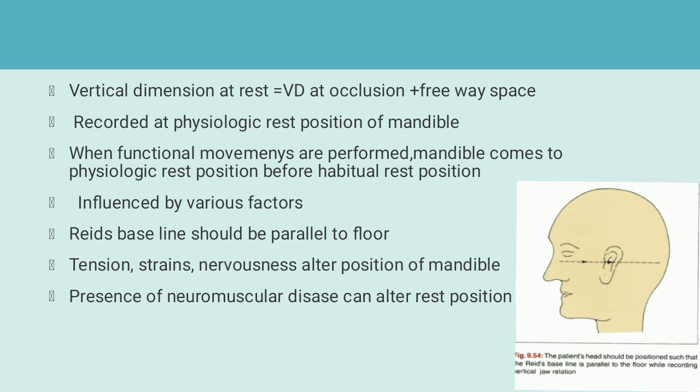There are two positions of the mandible in the vertical dimension at rest: the habitual rest position and the physiological rest position. The physiological rest position always occurs before the habitual rest position. They are influenced by various factors. Also, Reed's baseline should always be parallel to the floor of the mouth. Tension, strain and nervousness can also alter the position of the mandible at rest. The presence of neuromuscular disease can also alter the position of the mandible.